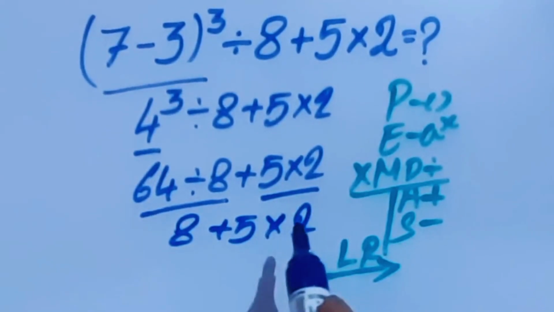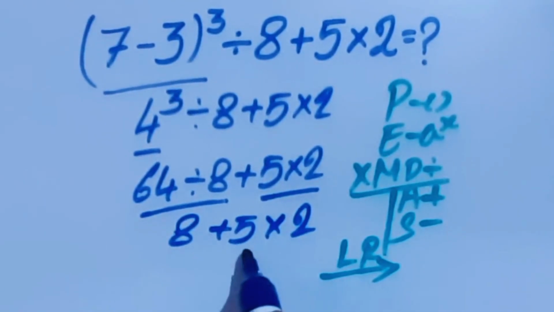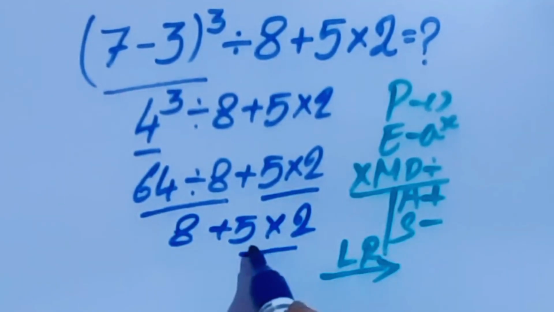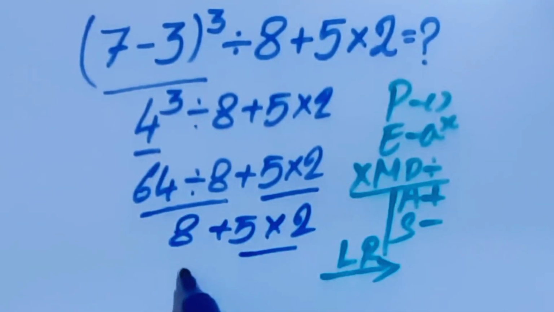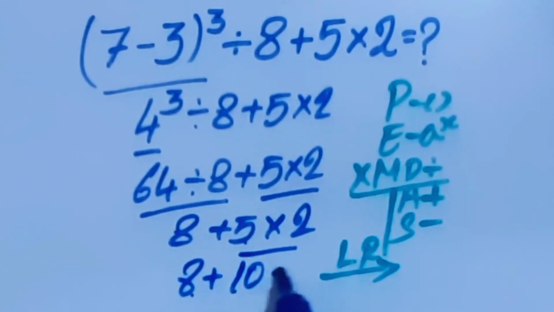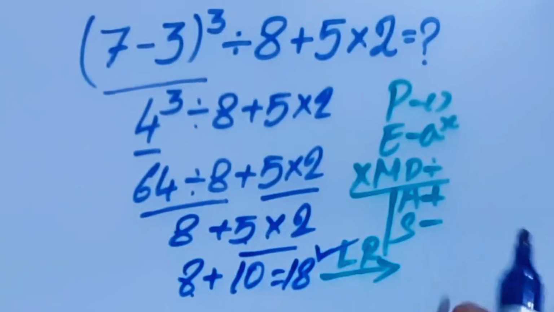times 2. Now, here we have addition and multiplication. Multiplication is higher priority than addition. So, we have to do the multiplication before the addition. 5 times 2 is 10. Here, 8 plus 10 is 18, which is the correct answer.